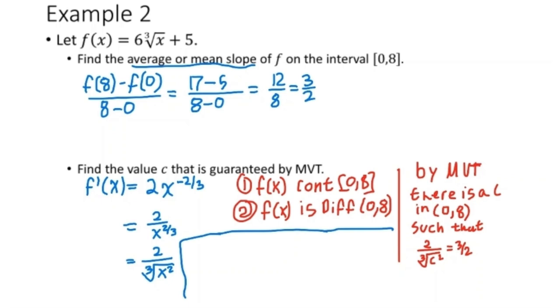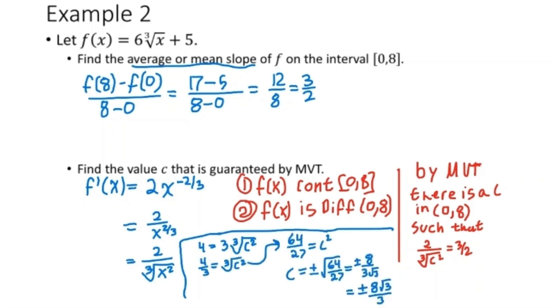To solve the equation, the first thing we should do is cross multiply, and we have 4 equals 3 cube root of c squared. Then we would divide by 4, then cube both sides, and then square root both sides. And we get that c would equal plus or minus 8 root 3 over 3.